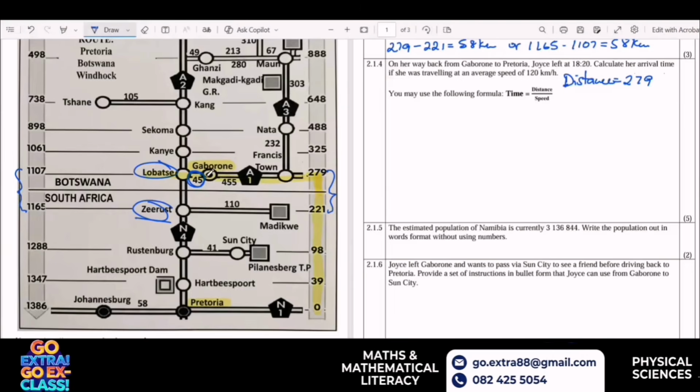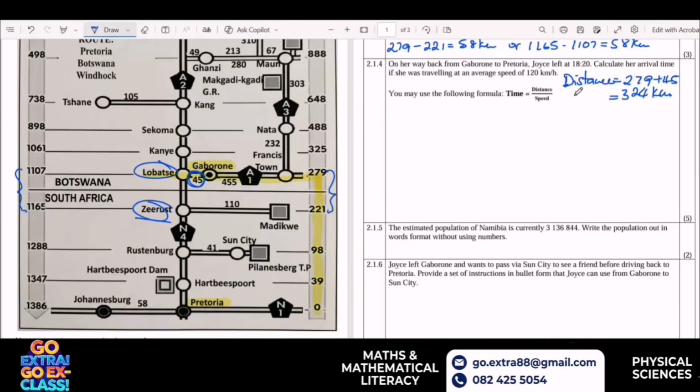But from Labotso to Gaborone, you're gonna say plus 45. Therefore, this would give us a total distance of 324 kilometers. So that's the total distance.